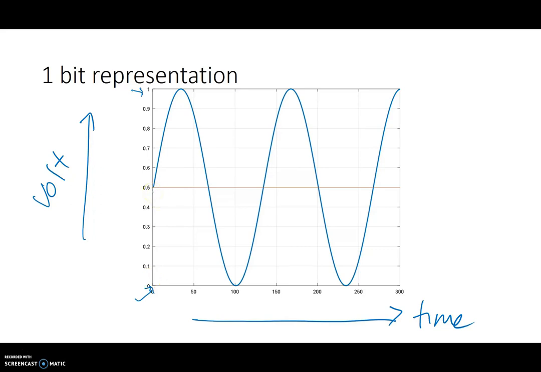Now here's a sine wave, and just like before, since the sine wave goes from 0 to 1, let's draw a line right in the middle at 0.5. We'll call that line the threshold line. Anything above that is a logic 1, anything below that is a logic 0. So that's what we get.